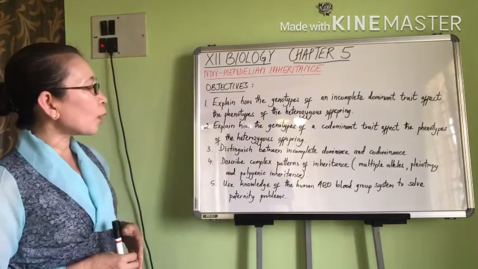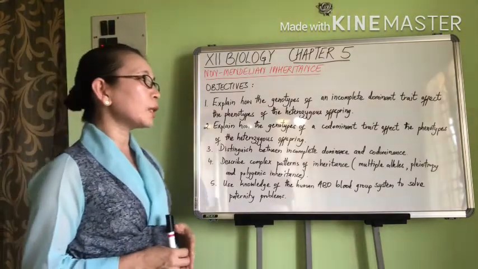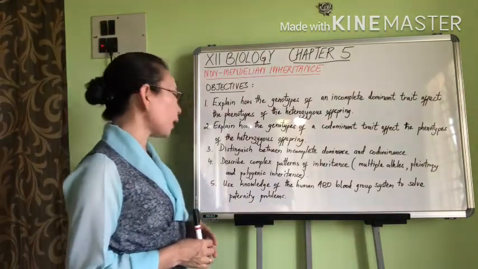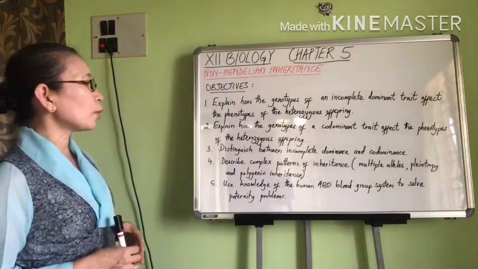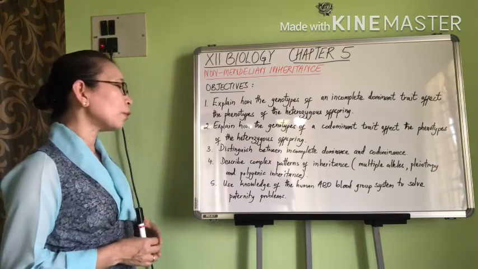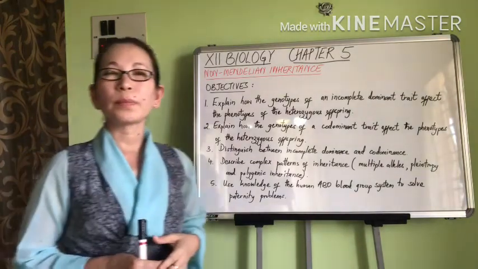4. Describe complex patterns of inheritance, including multiple alleles, pleiotropy, and polygenic inheritance. And 5. Use knowledge of the human ABO blood group system to solve paternity problems.